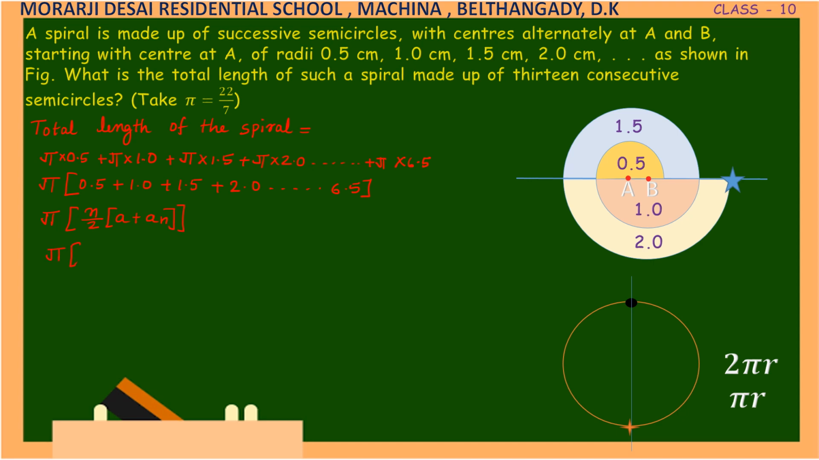So pi into n is 13 by 2. What is a? a is 0.5 plus an is 6.5. So pi into 13 by 2 into 0.5 plus 6.5, that is 7. Now pi is 22 by 7, into 13 by 2, into 7. It is 7, 7 cancels. 2 ones are, 2 elevens are, that is 11 into 13. That is equal to 143. Therefore, the total length of the spiral made of 13 consecutive semicircles is 143 centimeter.